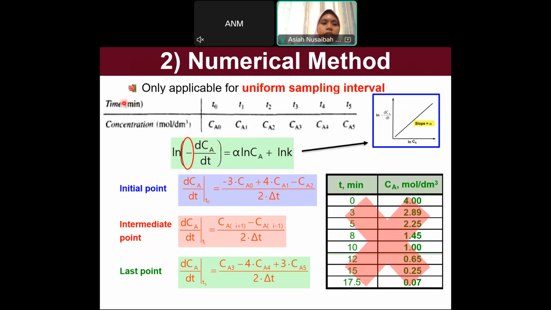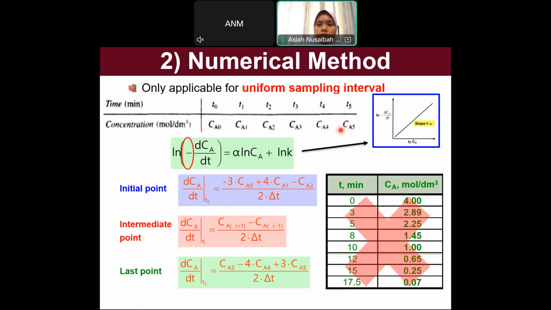Here you already have the time, you already have the concentration. So the first time will be t0, second t1 and so on. The first concentration will be CA0, second is CA1 and so on. So minus 3 times CA0 is here, plus 4 times CA1 is here, minus CA2 is here. And then over 2 times changes of t. So t1 minus t0, you got the change, times by 2. That is for the initial point only.